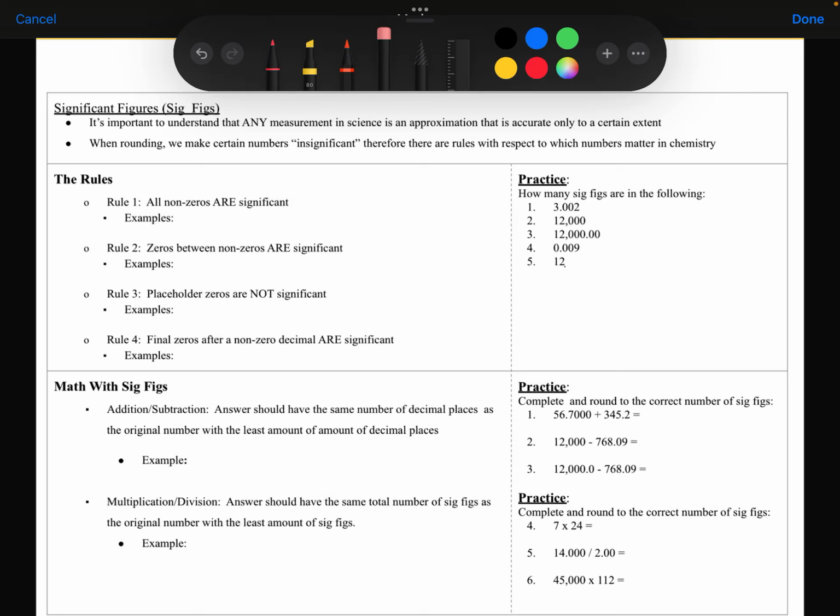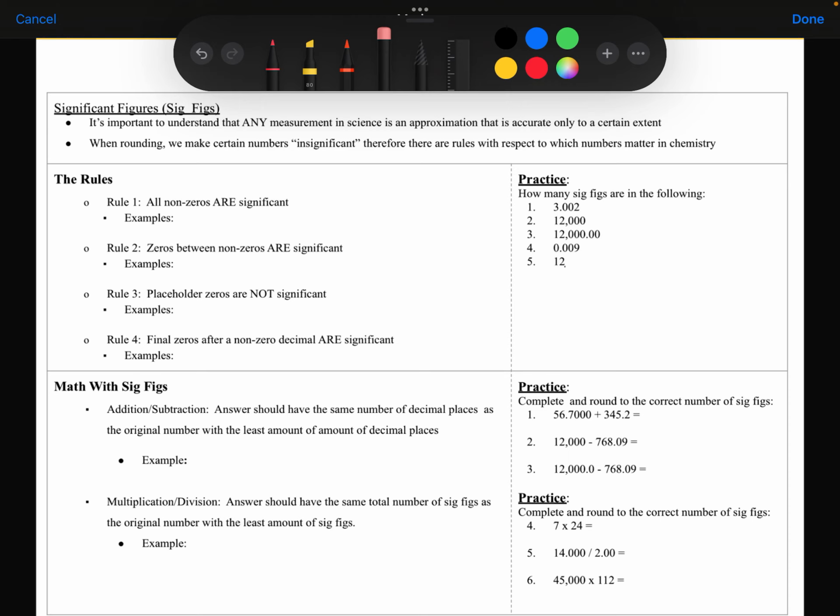Everyone. In this video, we are going to learn about significant figures and how to evaluate numbers to see how many significant figures there are, as well as how to do math with significant figures. So to answer your question, why do we care? Or why is it important to learn about significant figures?